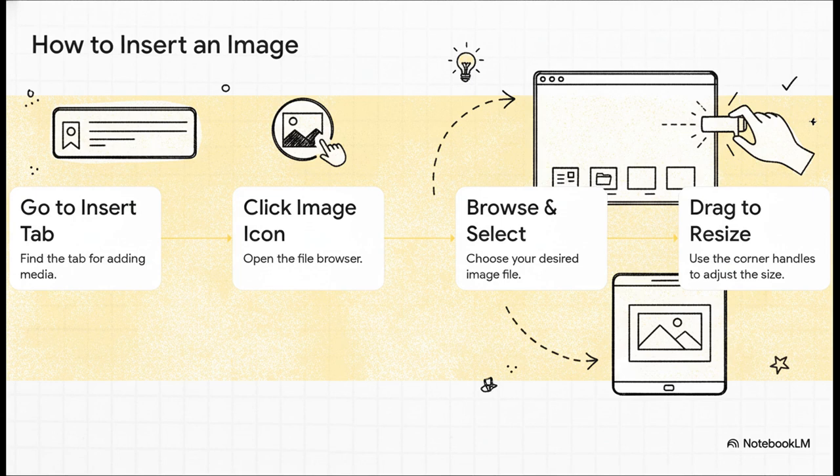And check out how simple this is. You just head to the Insert tab, tap that image icon, and pick whatever file you want from your device. Once it's on the board, just grab one of the corners and drag to make it bigger or smaller. You can place it anywhere you want, making it a perfect part of your creation.